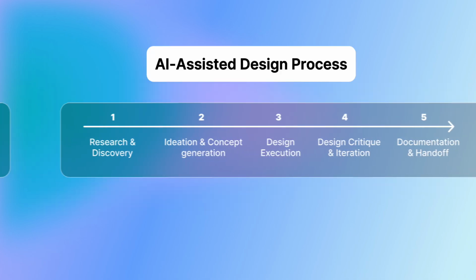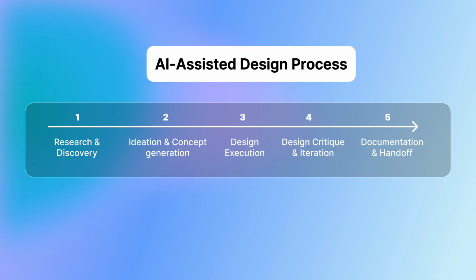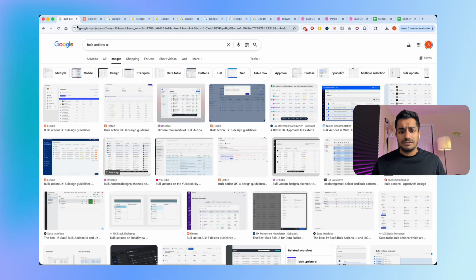So we're going to look at all 5 steps of the design process, from research and discovery to documentation and handoff. We want to compare step by step how the traditional process works and how the AI-assisted process works. Here's what my research normally looks like.